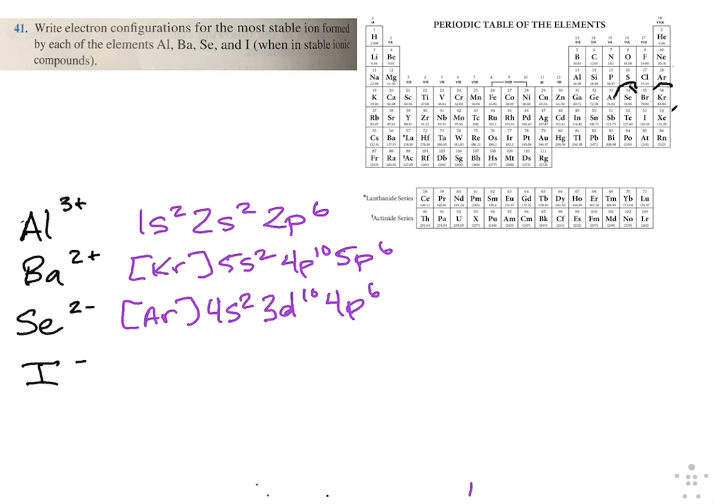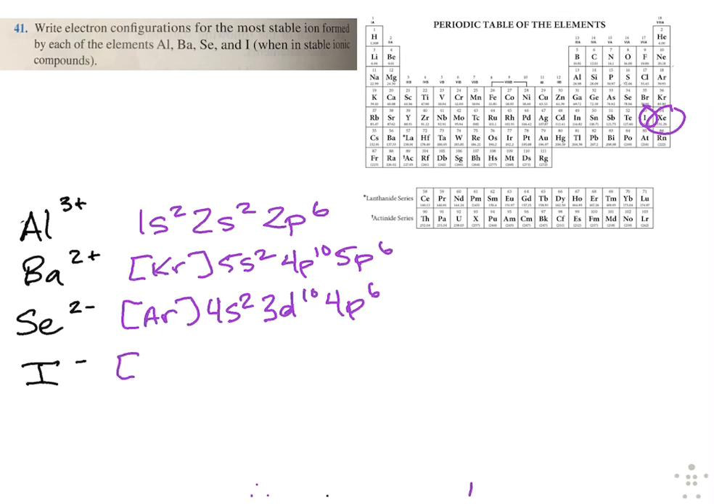And the last one is iodine. Iodine is right here. Gaining 1 electron would make you isoelectronic with xenon. So that would be, sorry, 1 second here. The pencil stopped working. All right, there we go.